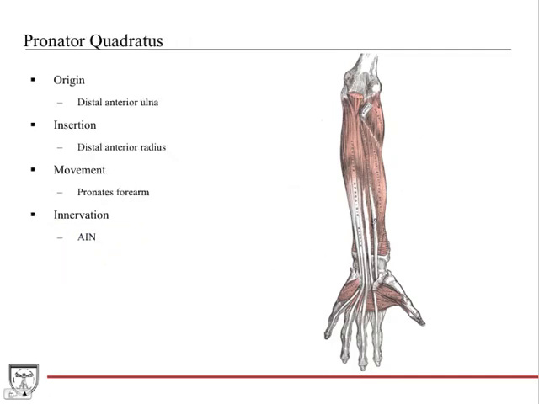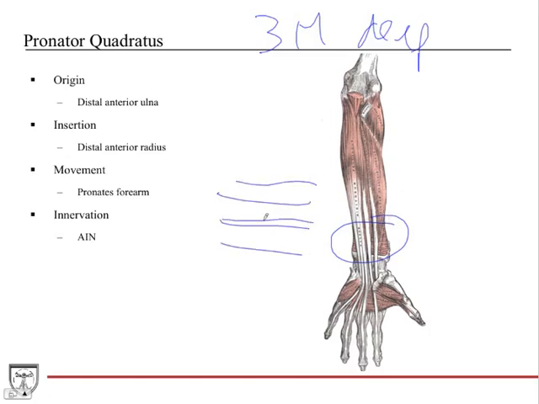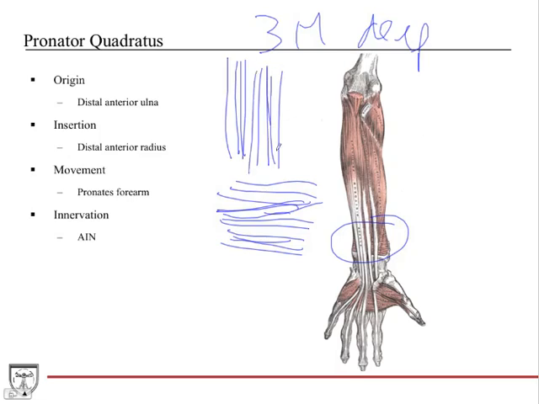Now, Pronator Quadratus, so we're still in the deep layer. This is the third muscle of the deep layer, the third and last. So that's this muscle right here, okay? And this is directly on top of the bone, and it has these horizontal fibers, okay? If you notice, it's perpendicular to the rest of the muscles in the forearm, which have these longitudinal fibers like this. You can see that here, like this, okay? So it goes across, and that has to do with its function, because it has a different function.